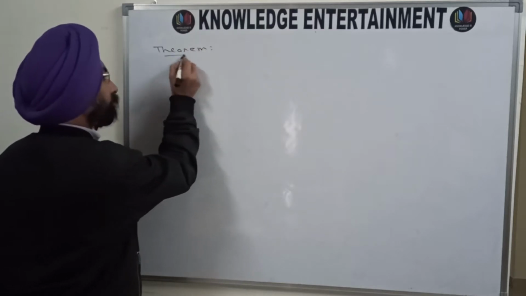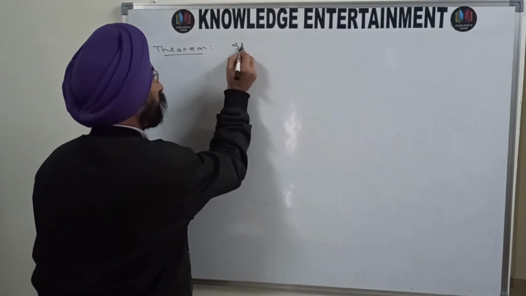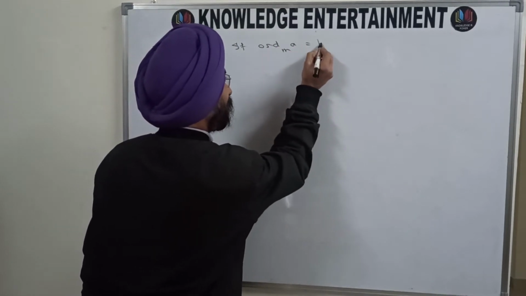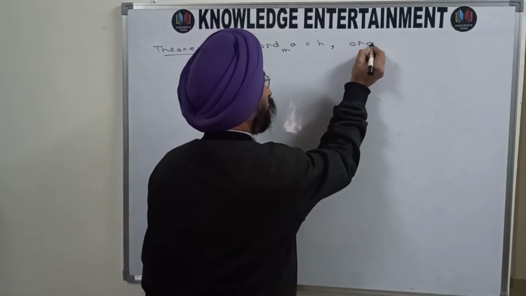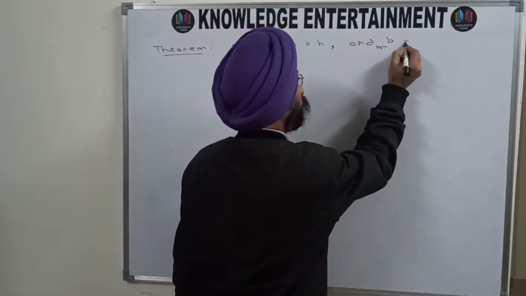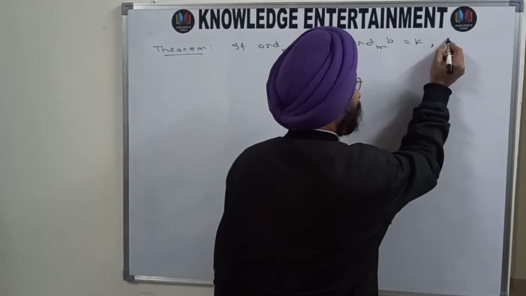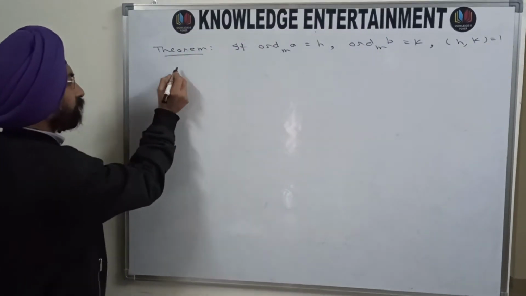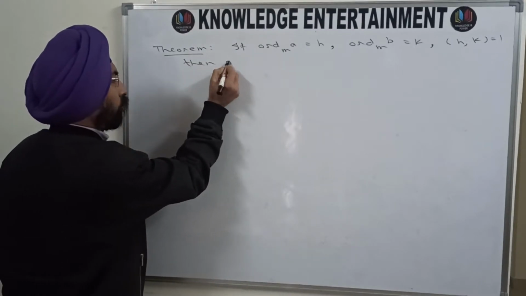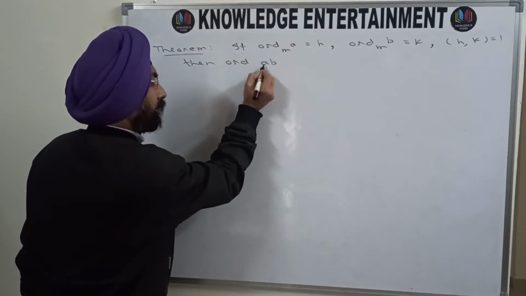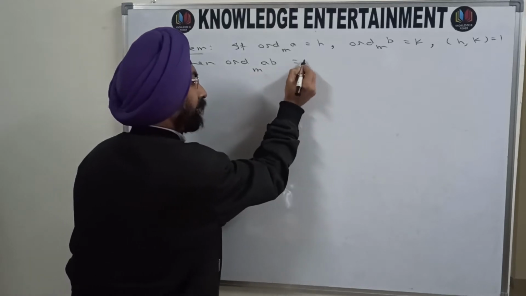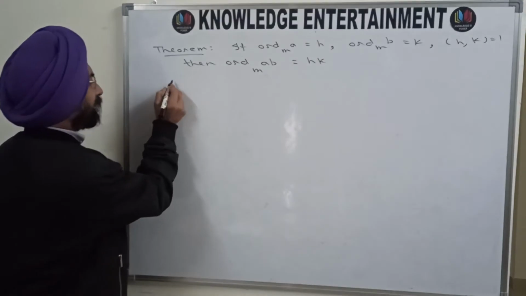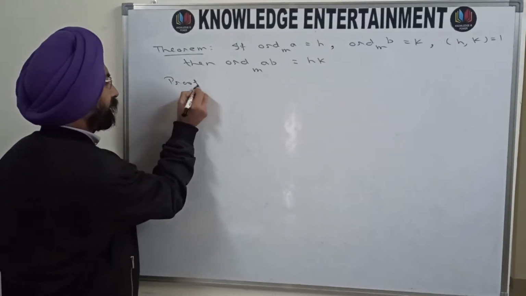In the first theorem, if order of a modulo m is h, order of b modulo m is k, and GCD of h, k is 1, then order of ab modulo m is hk. This we have to prove. So let us see what the proof is.